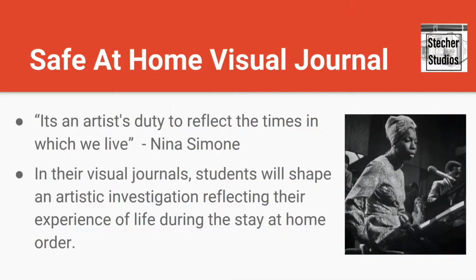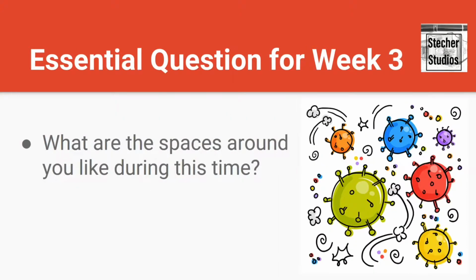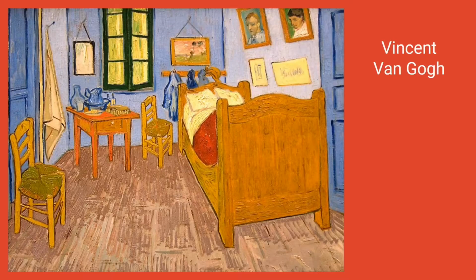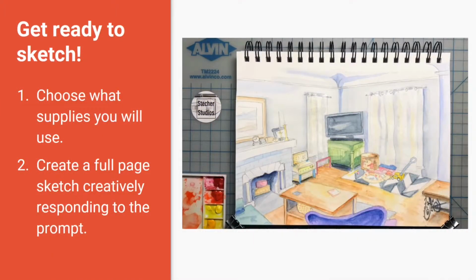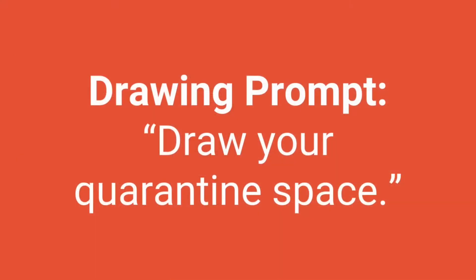In our visual journals, we're shaping an artistic investigation reflecting on our experiences of life during the stay-at-home order. Our central question for week 3 is, what are the spaces around you like during this time? As an artist, when you draw or paint a space that you occupy, you're recording a document of what that space was like at that particular time in history. Contemporary artists like Stephanie Bauer are doing just that, recording their spaces during the COVID-19 outbreak. Our prompt today is draw your quarantine space.